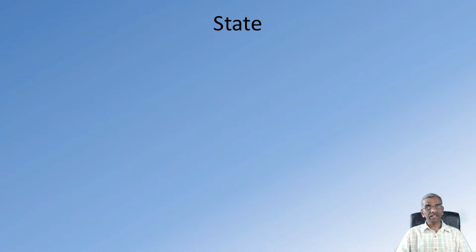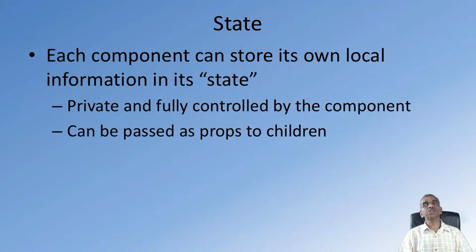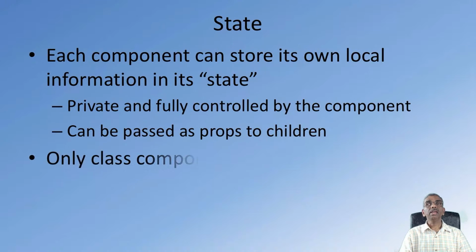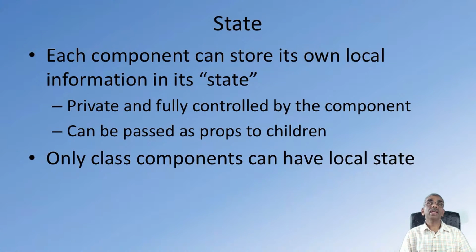So as we have seen in the previous exercise, each component can store its own local information in its state. This local information is private and fully controlled within that component. Now, a state within a component can easily be passed to its children through the use of props, which we will talk about a little bit later. In React, only class components can store state. So if in a particular component you need to store the state, you need to implement that component as a class component. We will see other kinds of React components where we don't need to store state and we can simplify the component declaration significantly.